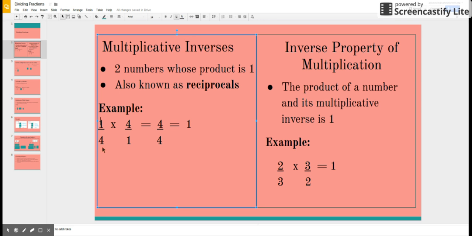Basically, what you need to do is just flip the fraction and then multiply it. So anything times its reciprocal is going to get you 1. That leads us to the inverse property of multiplication: the product of a number and its multiplicative inverse is 1. So here's the number, here's the multiplicative inverse. All I did was flip the fraction from 2/3 to 3/2. If you multiply across, you end up getting 1 as your answer.